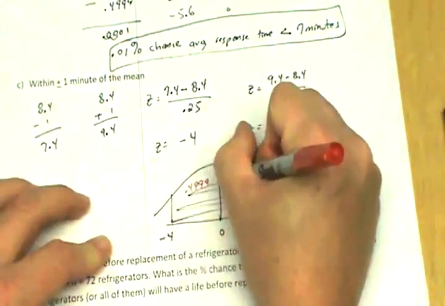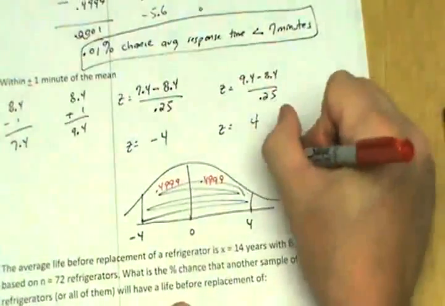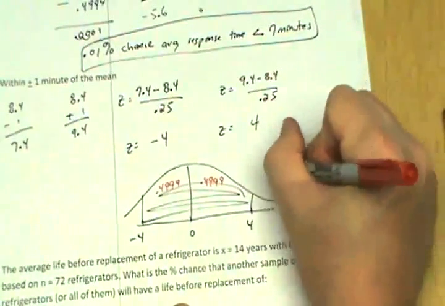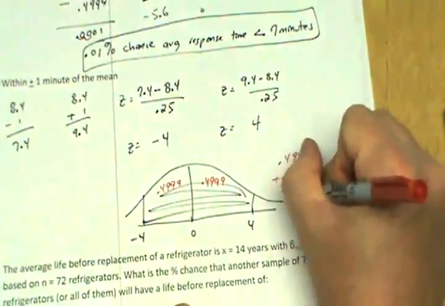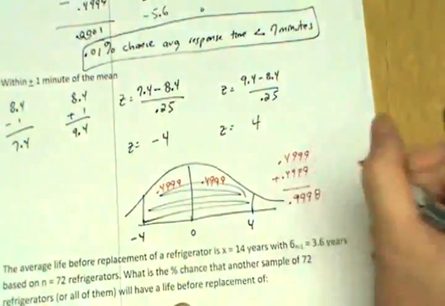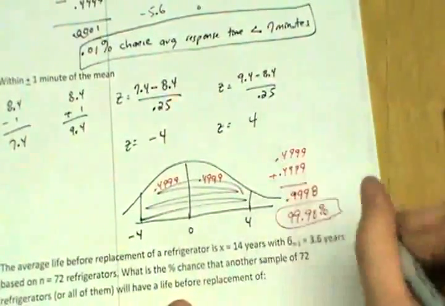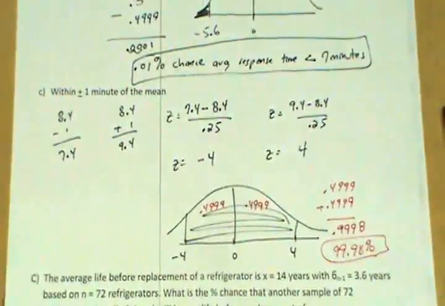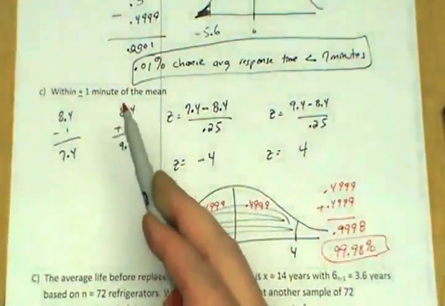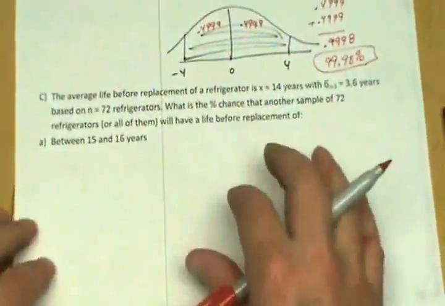4999 over here, and 4999 over here. Here he goes between 0 and the number we looked up. So if we take 4999 and add the other 4999, we're looking at 0.9998, or 99.98% chance that the average response time in this particular police department will be within 1 of the mean, which was 8.4. All right, let's do another one.